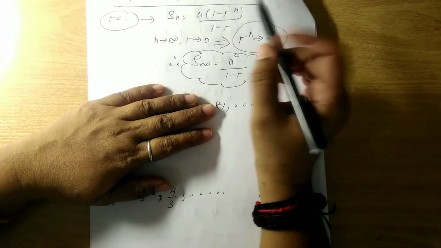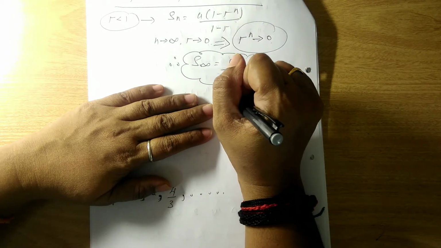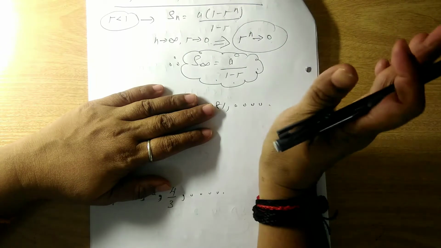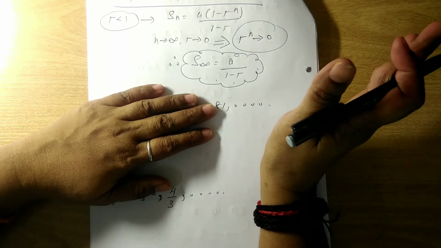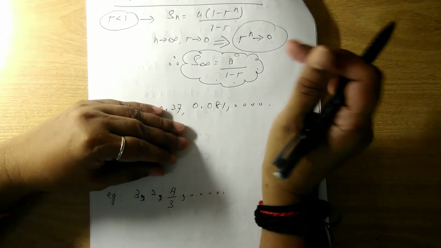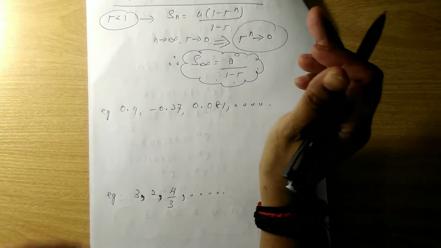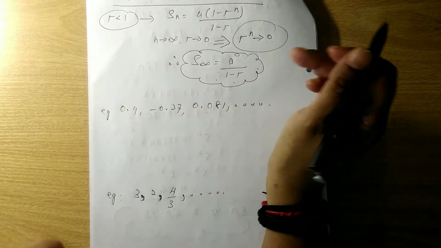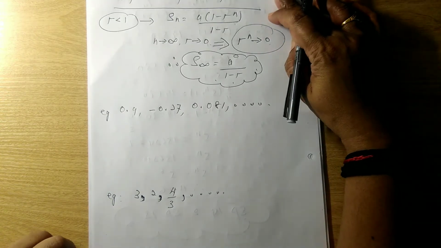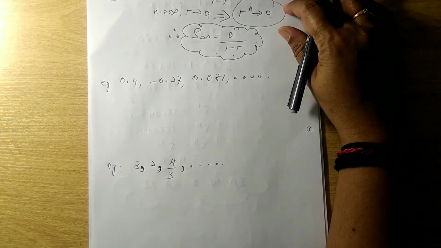This is known as the sum to infinity formula, and it's only applicable for geometric progression, because geometric progression involves ratios. Ratios mean division, so there are chances of you getting very big or very small numbers. All right, we move on with a few examples.